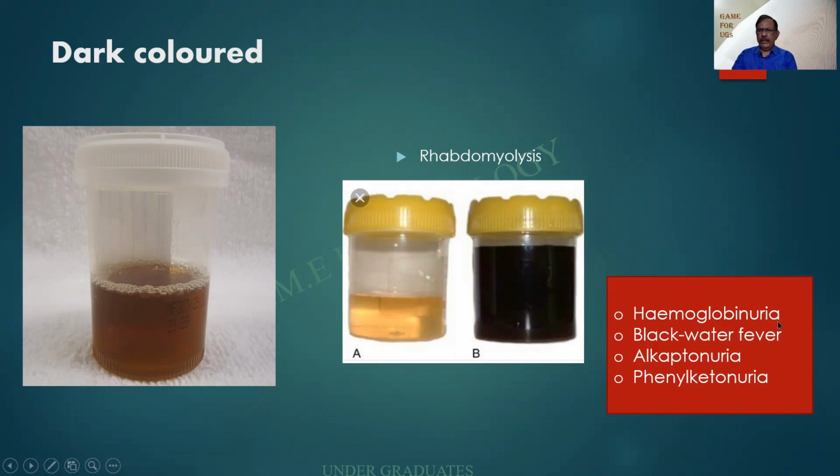Hemoglobinuria. Whenever there is a lysis of the RBC, you get a dark urine. Black water fever in a case of cerebral malaria. Alkaptonuria, phenylketonuria. The urine is clear, but then it turns black. So these things you people will have to learn by heart and say, when do you get a dark colored urine or a black colored urine?